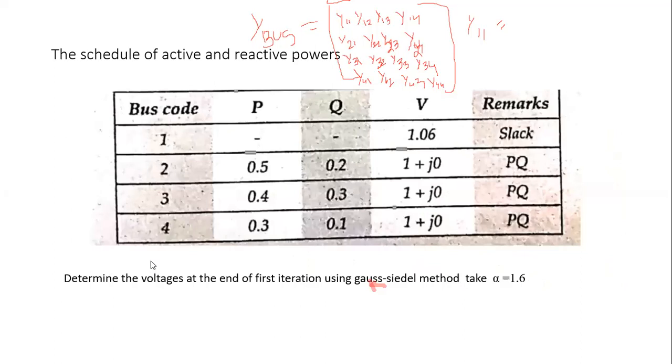After the formation of the Y-bus matrix, we determine the voltages after the first iteration, that means V2 of 1, V3 of 1 and V4 of 1. There is one formula for finding the voltages after completing the first iteration, which will be discussed next.